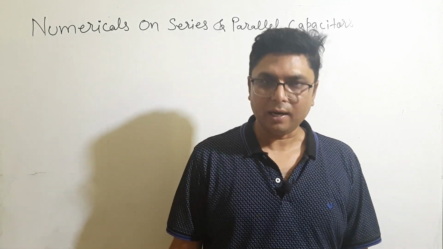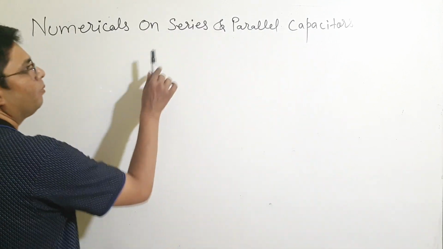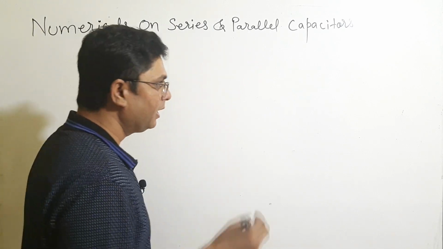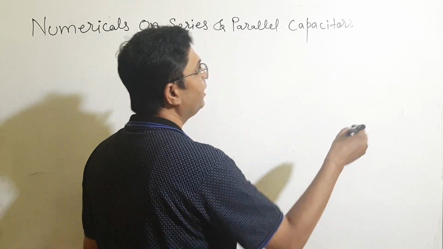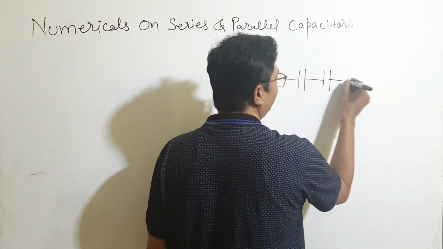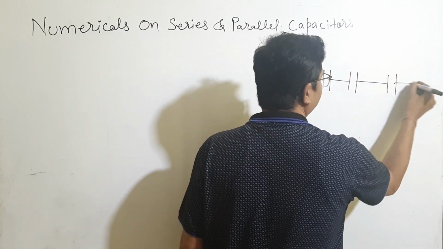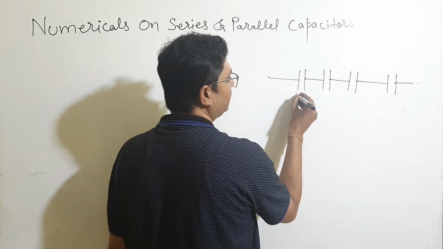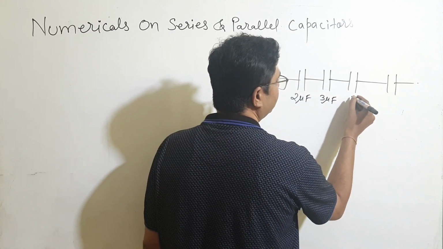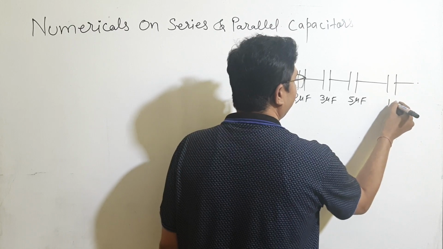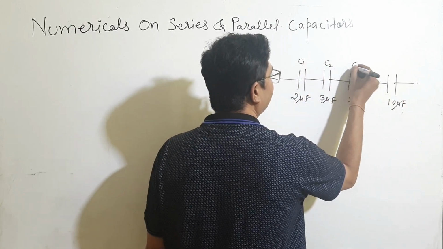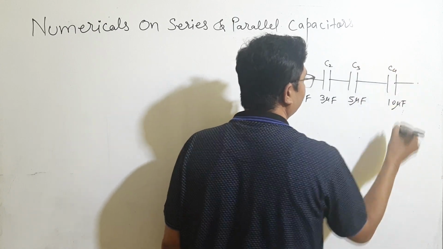Friends, let us understand numericals based on series and parallel combinations of capacitors. Let us have a first question. In this first question, I am giving you four capacitors: 1, 2, 3 and 4. Let the values of the four capacitors be 2 microfarad, 3 microfarad, 5 microfarad and 10 microfarad. These are capacitors C1, C2, C3 and C4.